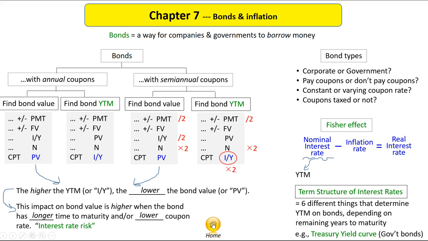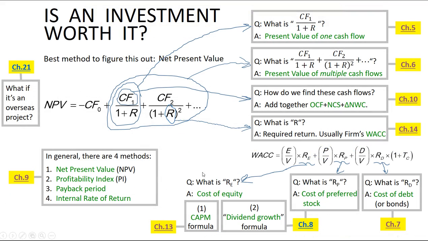Okay, let's go back to the home page. Now let's review chapter 8 on 2 types of stock, common stock or equity and preferred stock. Let's click on it.